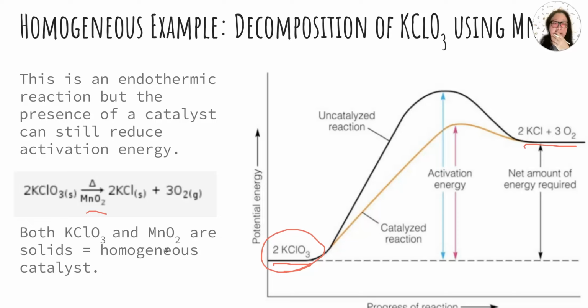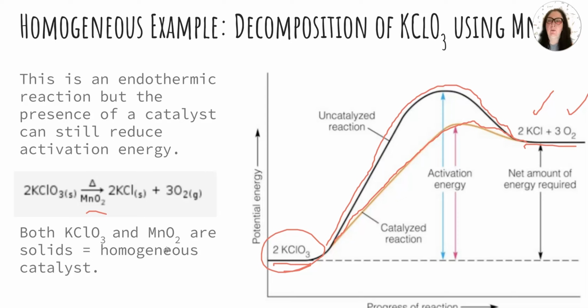And so KClO3 will decompose into KCl and O2. So that's what's going to happen. And it will happen, but you can throw in some MnO2 and it's going to make it happen more quickly. So you have the black line, which represents the uncatalyzed reaction. And then once you throw in the MnO2, it's represented by the yellow line, and it just lowers that activation energy. There are several things that can cause it to lower the activation energy, but that's really not what AP gets into. Just know that the catalyst lowers the activation energy. That's what you need to know.